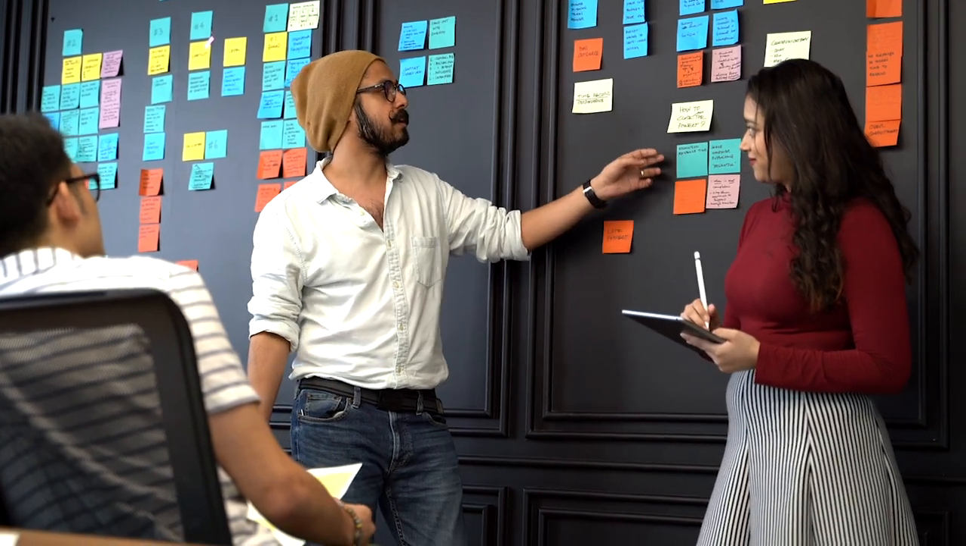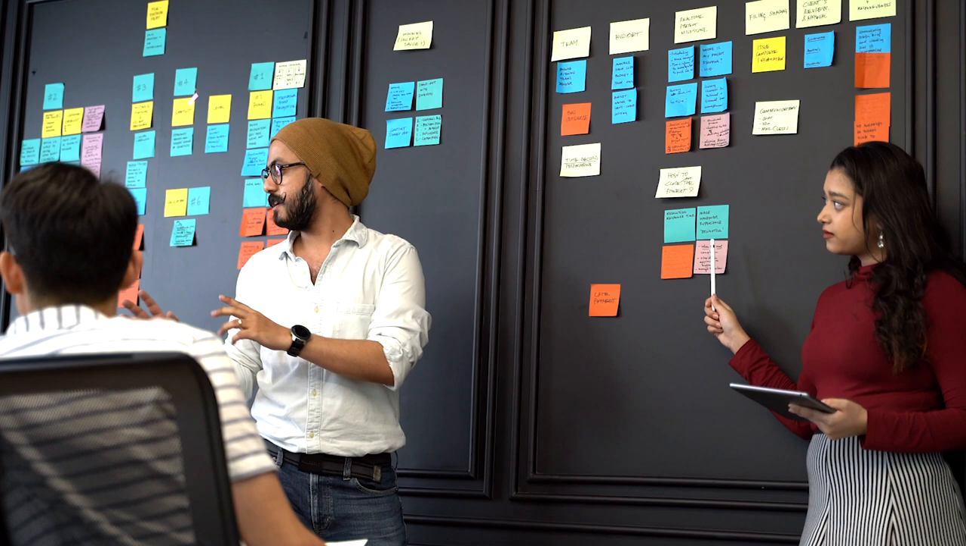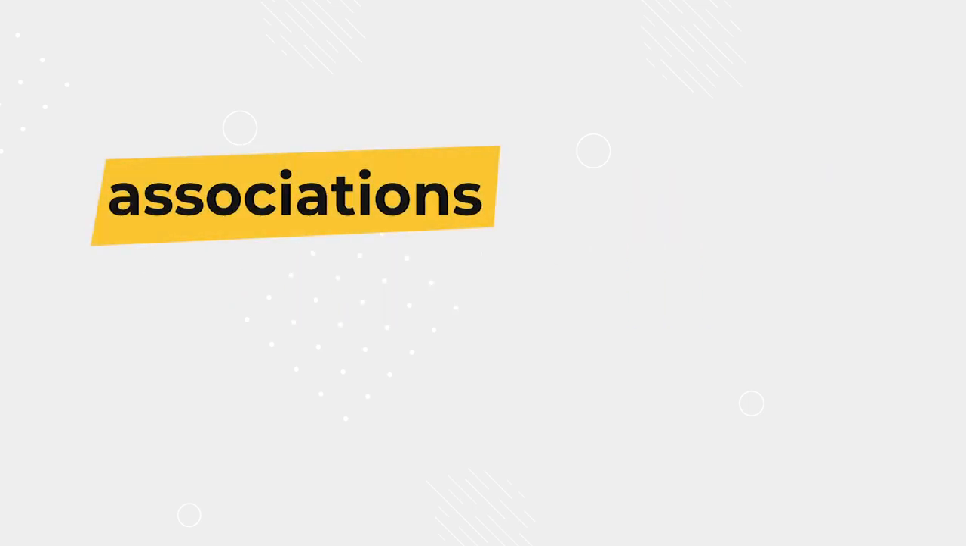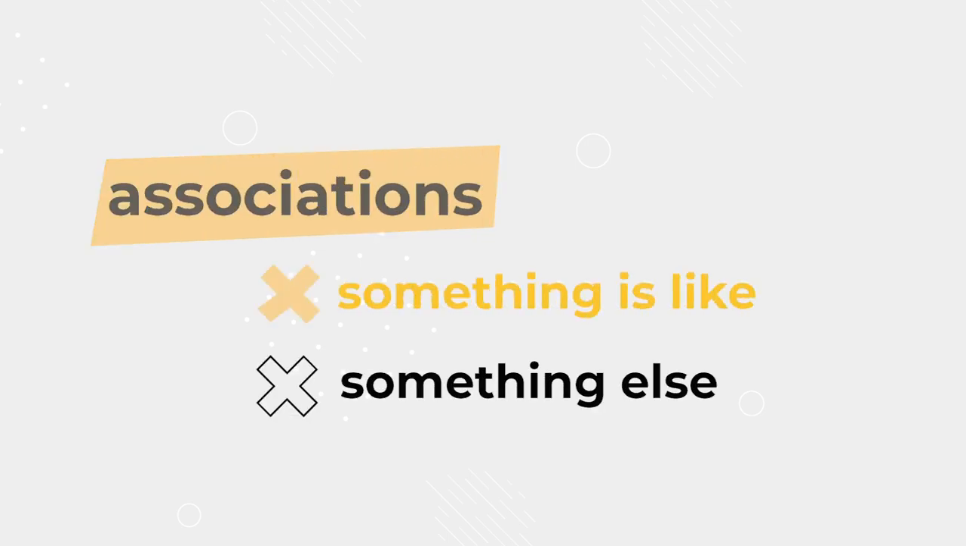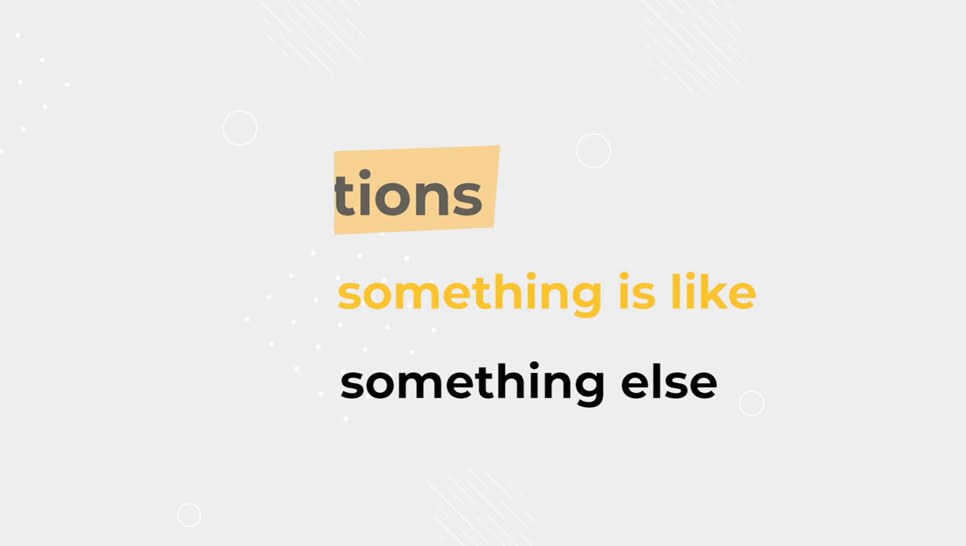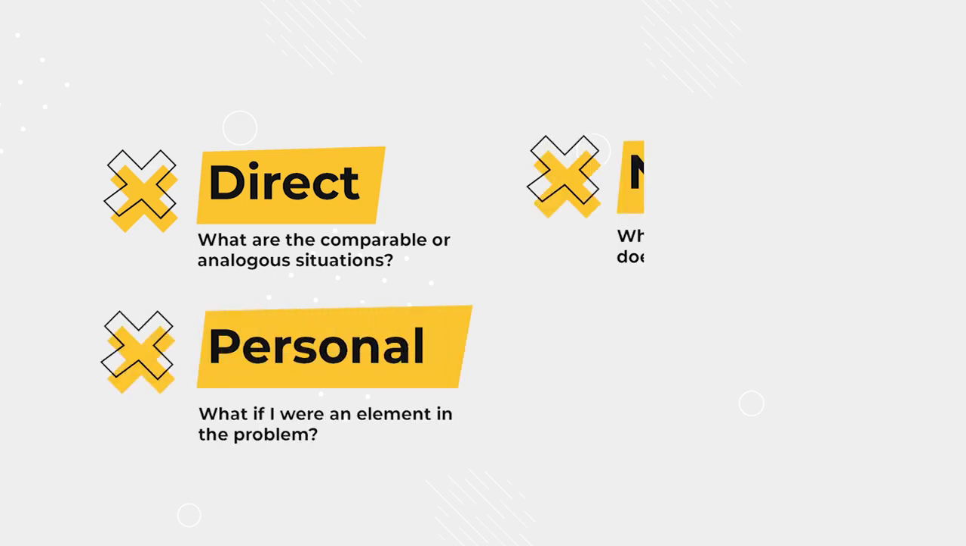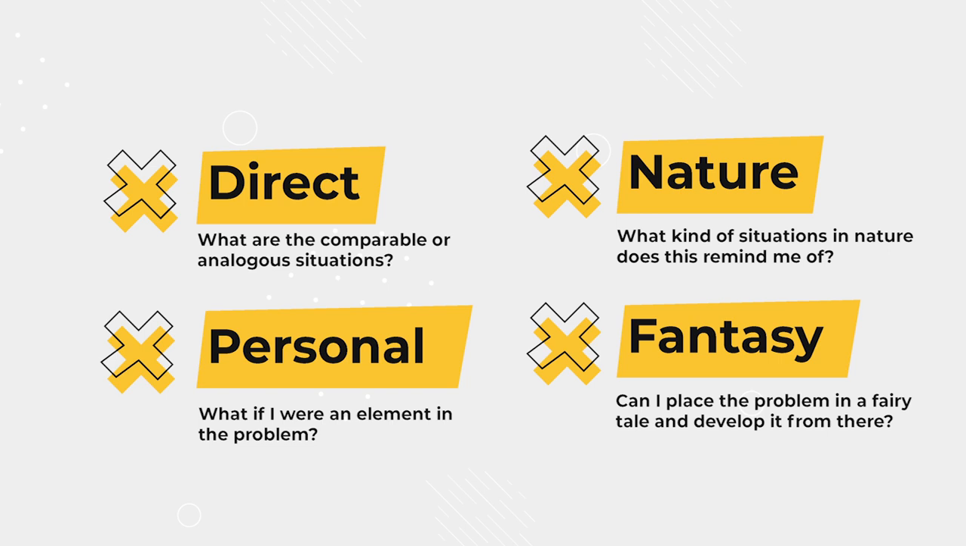Sometimes it becomes challenging to estrange the participants of creativity sessions from the original problem statement. At that moment, analogies could work as an inspirational method. The idea is to think about the associations between different things. In other words, you should say that something is like something else. The easiest ones to use are direct analogies, personal analogies, nature analogies, and fantasy analogies.